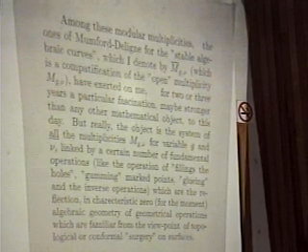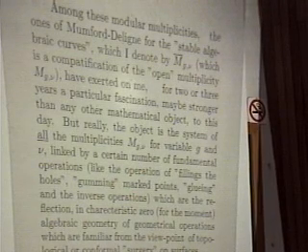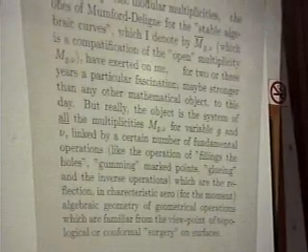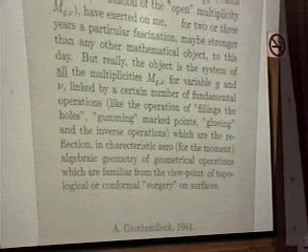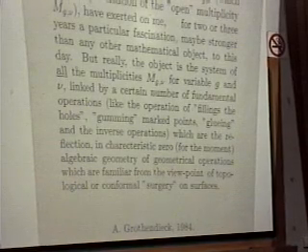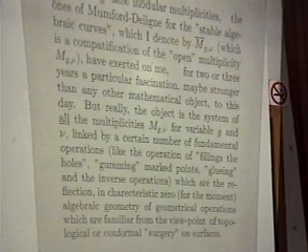Among these moduli multiplicities, the one of Mumford-Deligne for the stable algebraic curves, or the stable algebraic curves as curves with nodes, which I denote by M bar g nu, which is a compactification of the open multiplicity M g nu, have exerted on me for two or three years a particular fascination, maybe stronger than any other mathematical object to this day. But really the object is the system of all the multiplicities Mgn. So it has a clear idea. For variable g and nu linked by a certain number of fundamental operations, like the operation of filling the holes, forgetting marked points, gluing, and the inverse operations, which are the reflection in characteristic 0 for the moment, in algebraic geometry, of geometrical operations which are familiar from the viewpoint of topological or conformal surgery of surfaces.